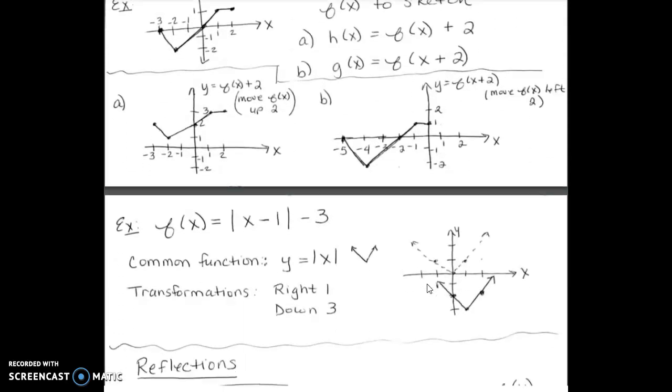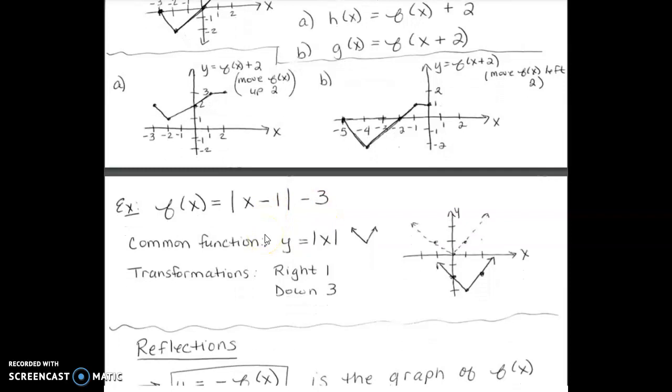This next example is using one of our common functions, and it's applying both a horizontal shift and a vertical shift. So this one is f of x equals the absolute value of x minus 1, and then behind it -3. So this is a common function, one of our common shapes. It's the absolute value shape, so it's going to start off looking like this V.